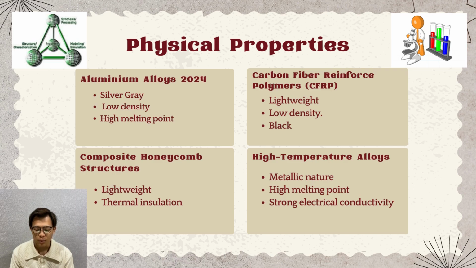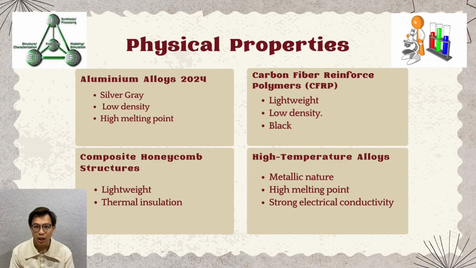Next, the physical properties for CFRP. The color of CFRP is black. It has low weight due to the carbon fiber being extremely light and the polymer matrix being relatively light as well. The density of CFRP is low, so it can enable weight reduction in various applications without compromising its structural strength. The third material is composite honeycomb structure. It is a lightweight material. The honeycomb design consists of a series of hexagonal cells which create a high strength to weight ratio. It also has good thermal insulation properties.